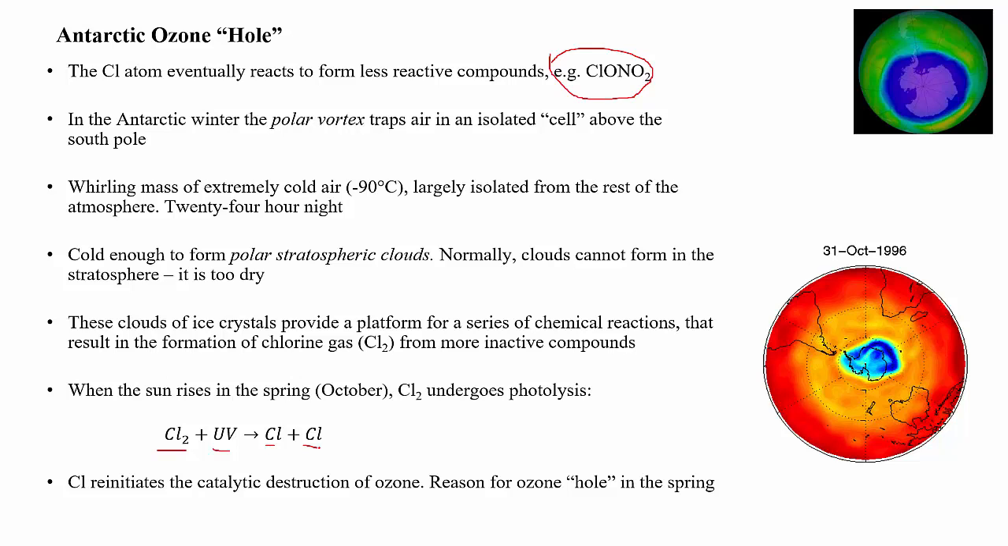The polar vortex happens in the North Pole, but the weather in the North Pole is such that the rotation of the air is not so well isolated. It doesn't get that cold, and so we don't see a similar hole in the ozone layer forming over the North Pole.